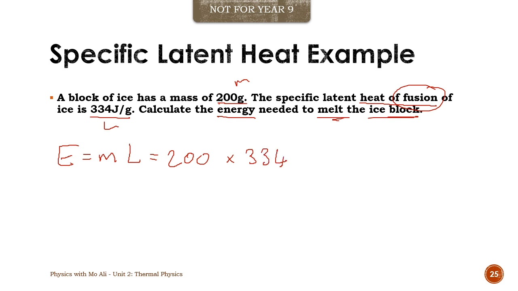334. You will notice I didn't change any units because, sure, this is in grams, but the mass is also in grams. They're the same unit of mass. 200 times 334, let me pull out my trusty calculator. So 200 times 334 gives me 66,800. And remember, since we're calculating energy, the answer is in joules.